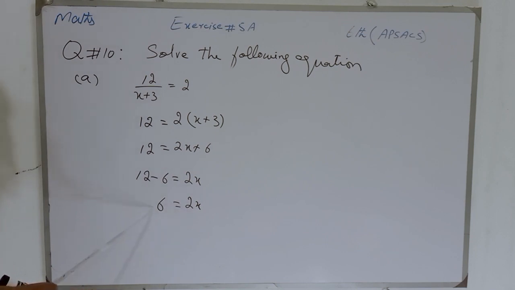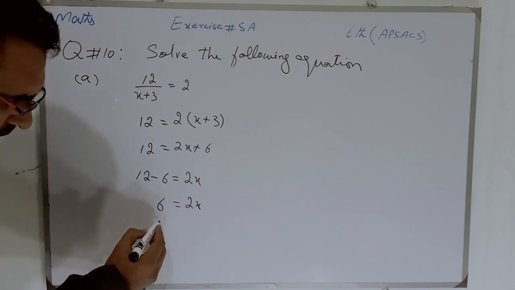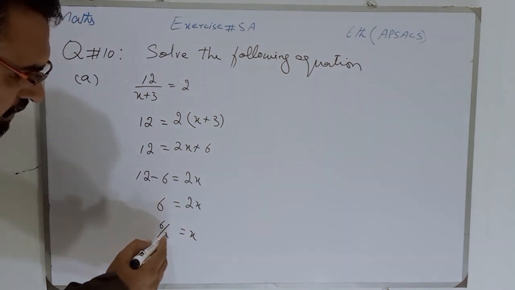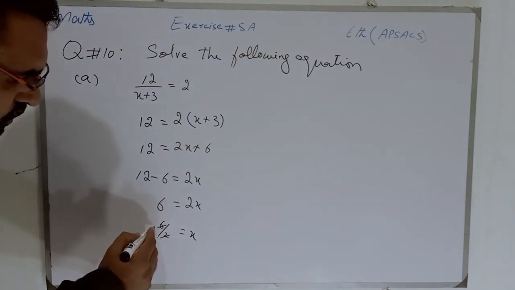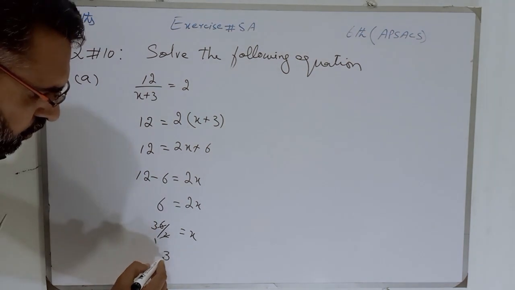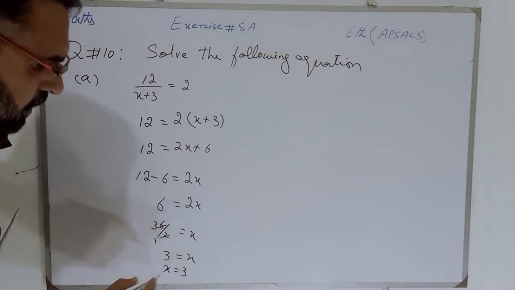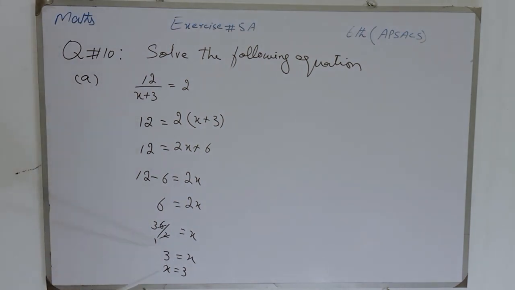When we transfer it to the other side, it will divide and be written as 6 over 2 is equal to x. 2 1s are 2, 2 3s are 6. So 3 is equal to x, or x is equal to 3. So the value of x is 3.